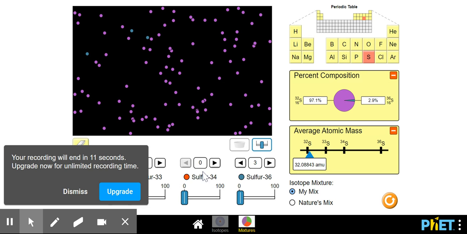So the bigger the difference from the original value, the more of an effect it's going to have on the average. All right, hope this helps.